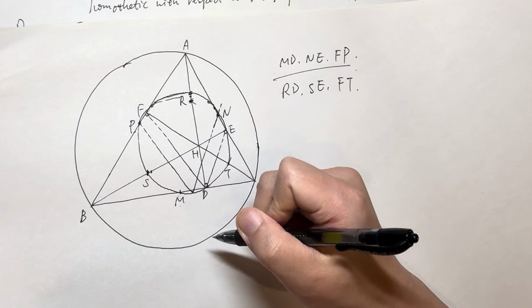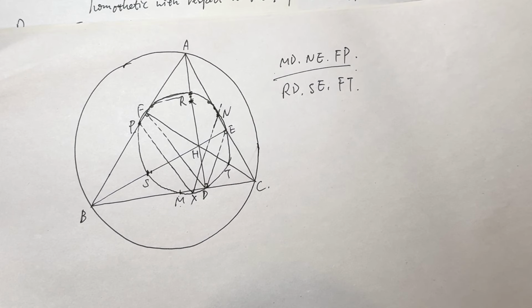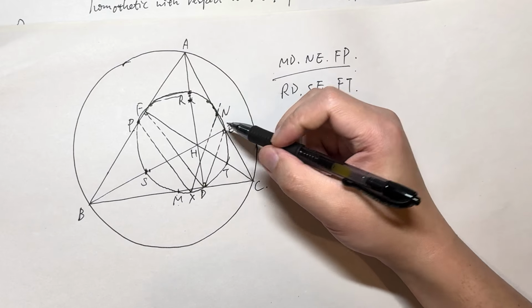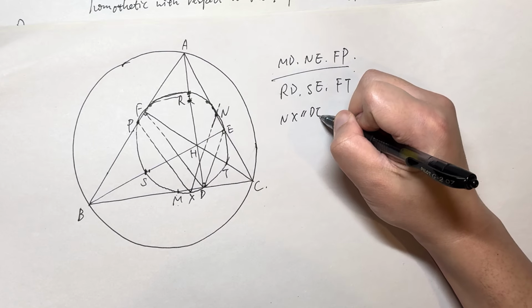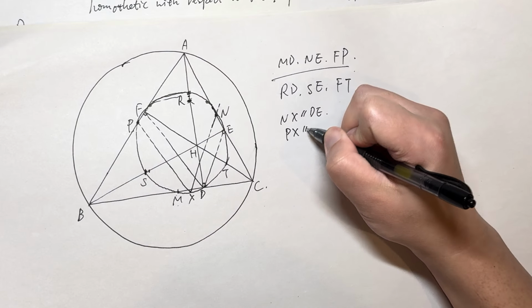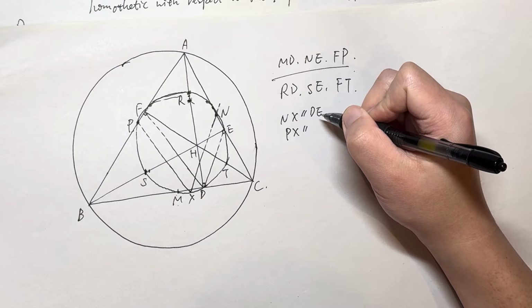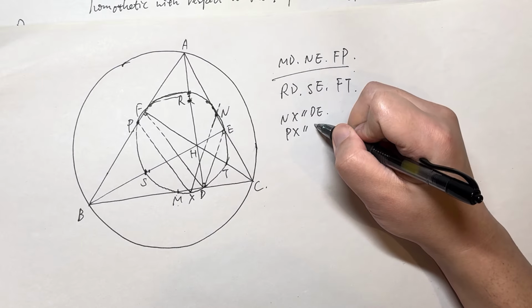And let's call this point X. So we know that NX is in parallel with DE, and we know that PX is in parallel with FD.